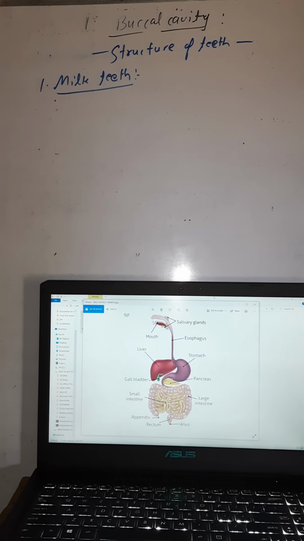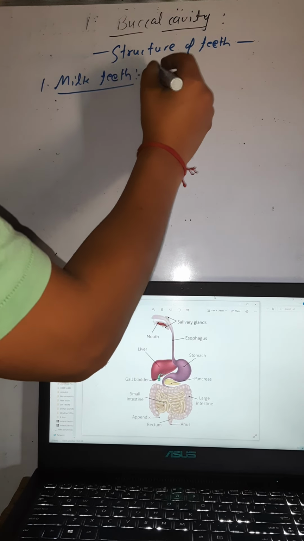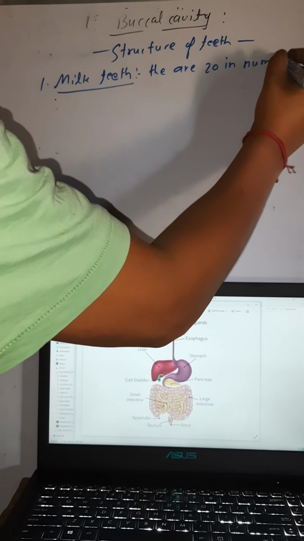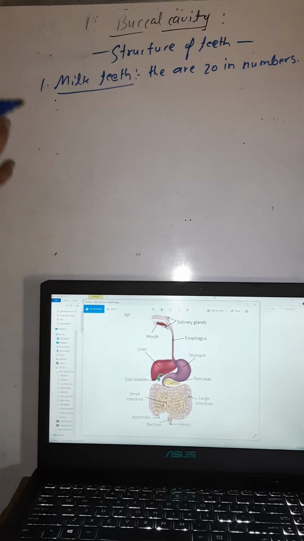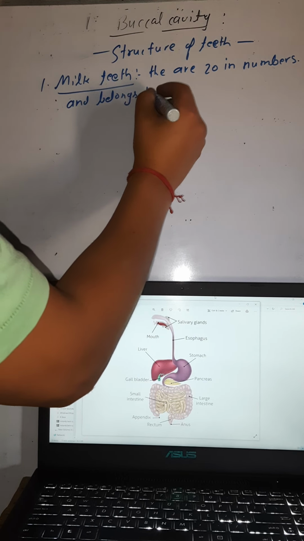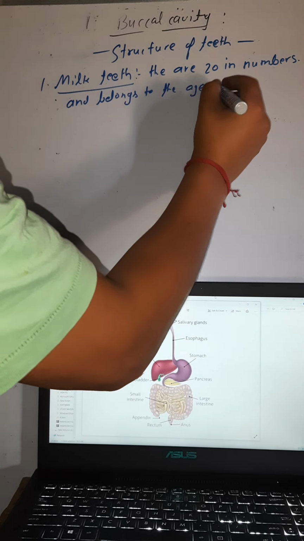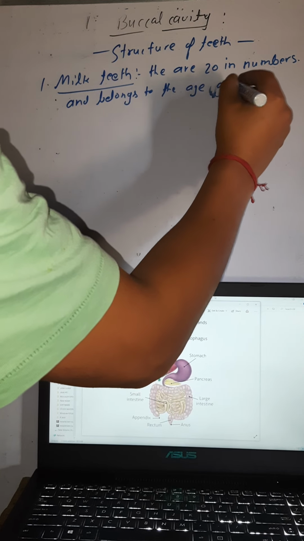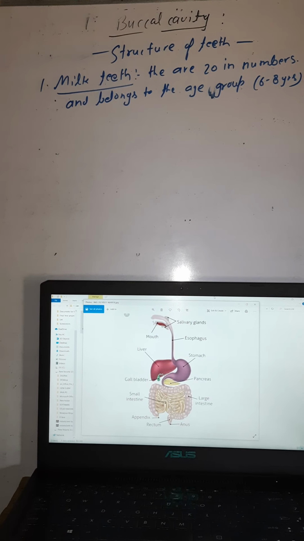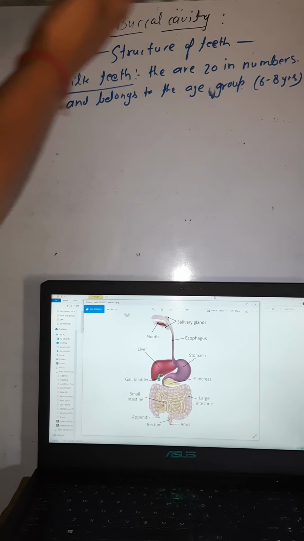These milk teeth are 20 in number, and they belong to the age group of 6 to 8 years. When we were small, at the age of 6 to 8 years, we had teeth known as the milk teeth, which are 20 in number.